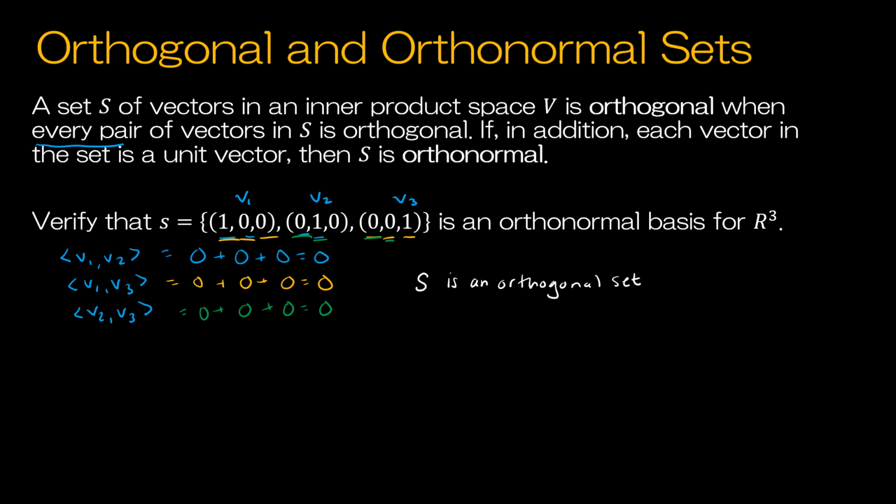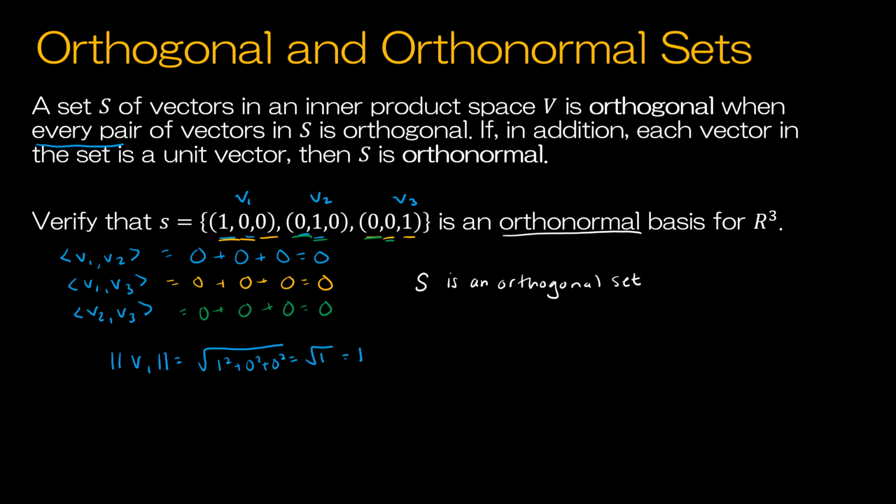Now, I need to determine that it's an orthonormal set. An orthonormal set is where we have an orthogonal set and each vector is a unit vector. In order to determine that, I'm simply going to find the length of v1. And if the length is 1, then it's a unit vector. So the length of v1 would be the square root of 1 squared plus 0 squared plus 0 squared, or the square root of 1, which is 1.